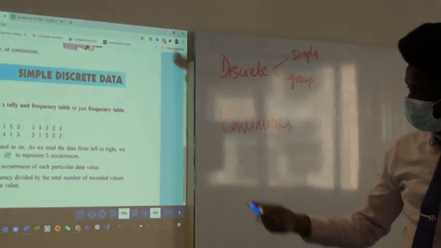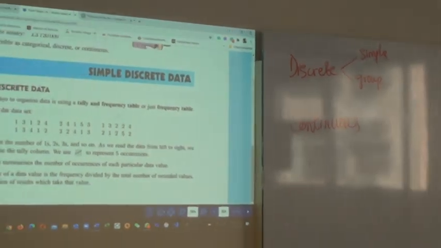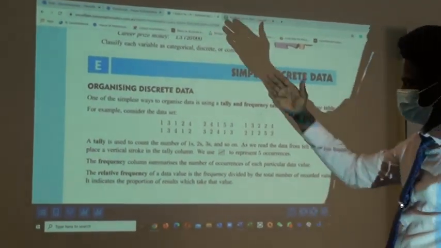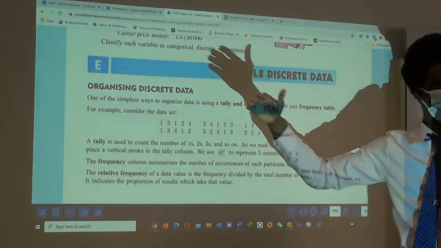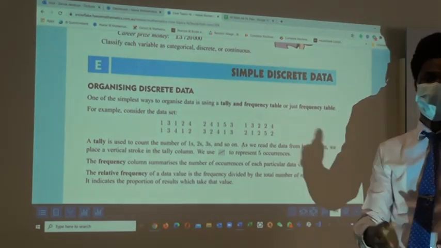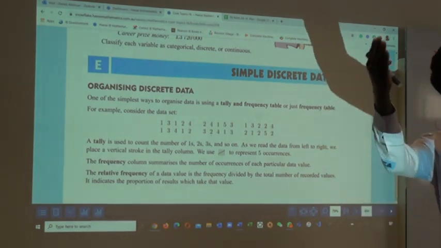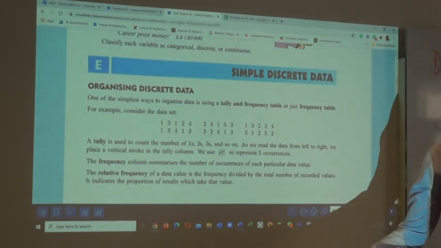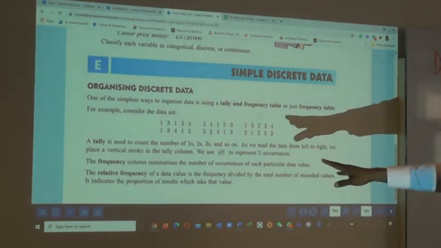In the presentation of your table and the likes, you can fall into these three categories. The first one in the book is talking about organizing data. That's why I said this is familiar. Everybody knows the tally system. Everybody knows frequency. Am I right? And of course, relative frequency, just like the probability, a fraction of the total, basically. So I'm not going to waste time on that.